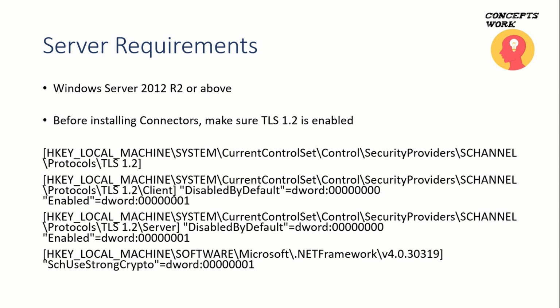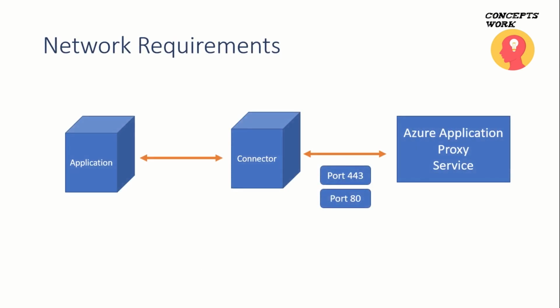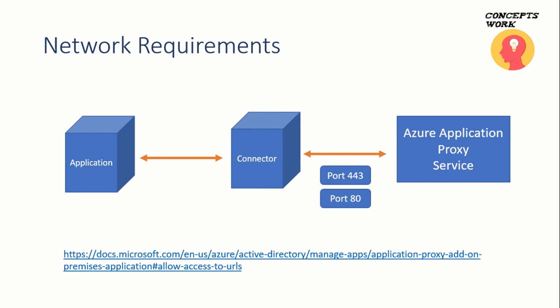The next one is the network requirement. The server on which you are installing the connector must be able to contact the application server, as well as have outbound connectivity. All the endpoints and URLs that belong to Azure AD Application Proxy must be accessible from this particular server on port 443 and 80. It's always best practice to refer to the official document when it comes to network configuration, because it is exceptionally important to have all the endpoints and URLs whitelisted.